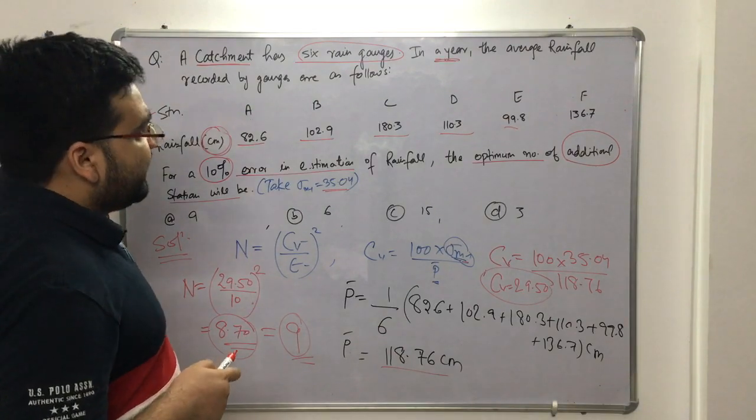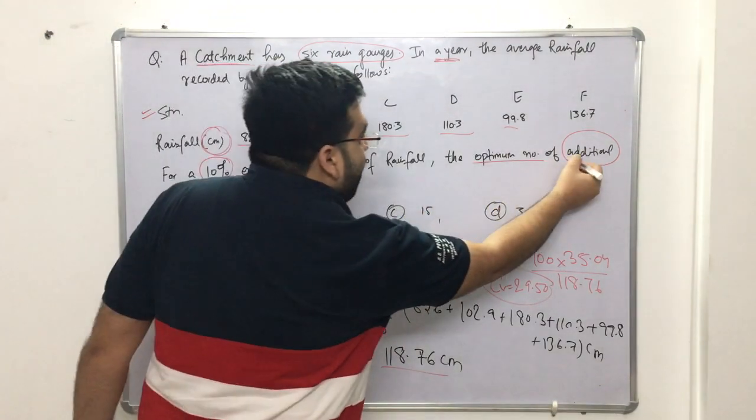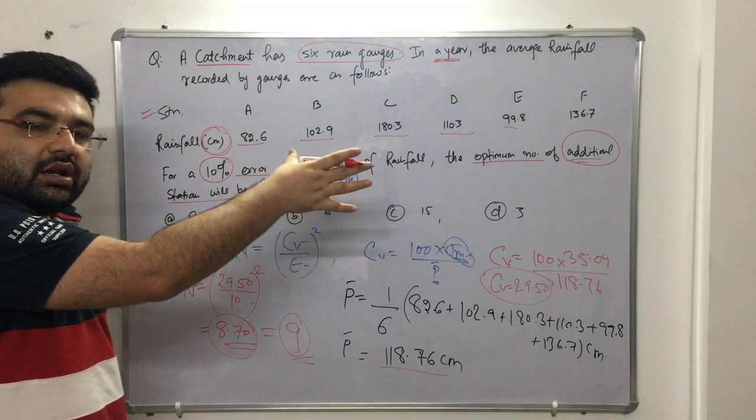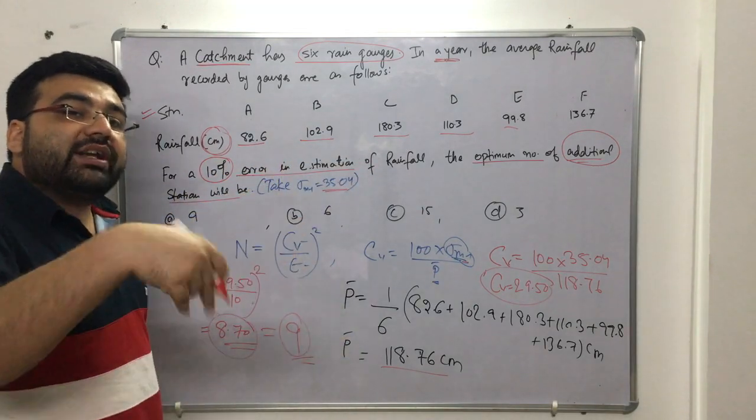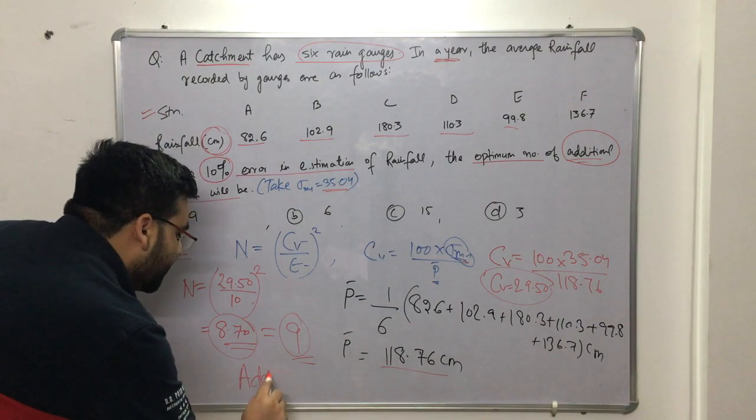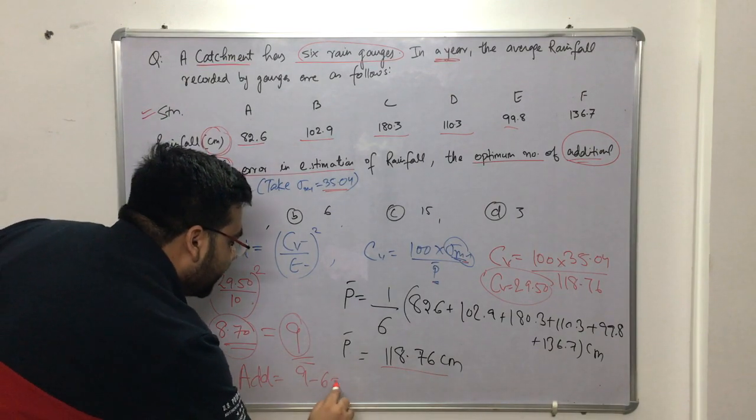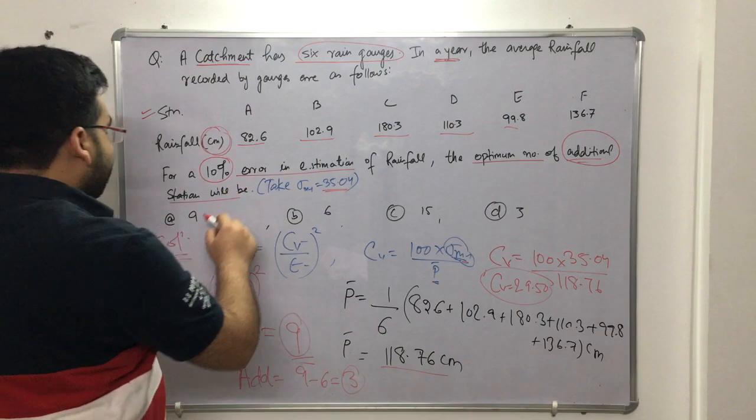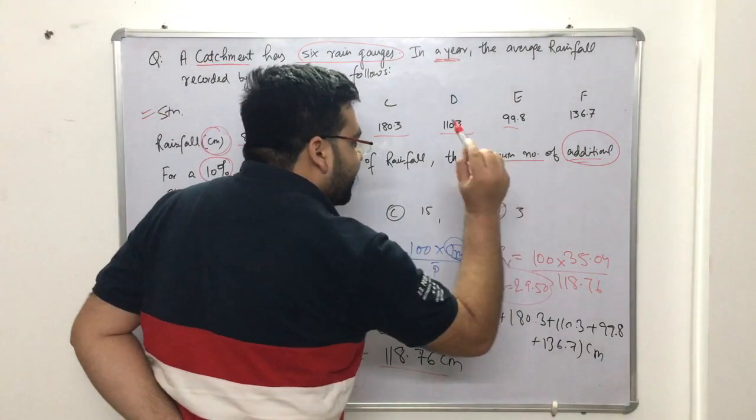But the question is asking for the additional number of stations. Already 6 stations are there and 9 were required. So how many are additional? 9 minus 6, which is equal to 3. So additional stations will be equal to 3. So 3 is the correct answer.